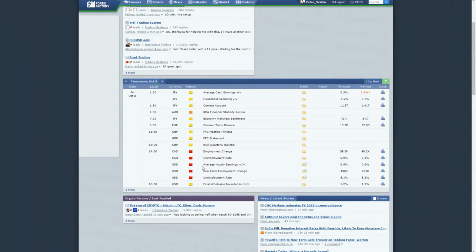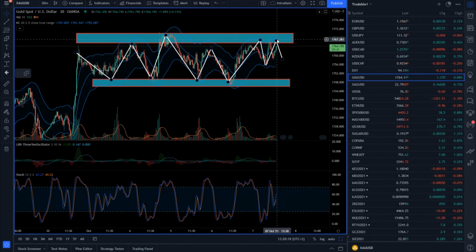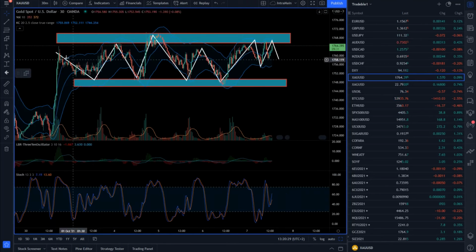even up towards the non-farm employment change, which will happen today, and the unemployment rate and the average hourly earnings. It might be that gold is waiting for that news to actually go outside of this consolidation, but we'll see. So far we are near the resistances, 1767, 1770, tons of resistances there. So I will watch for a breakout, because we're having a contraction on gold.